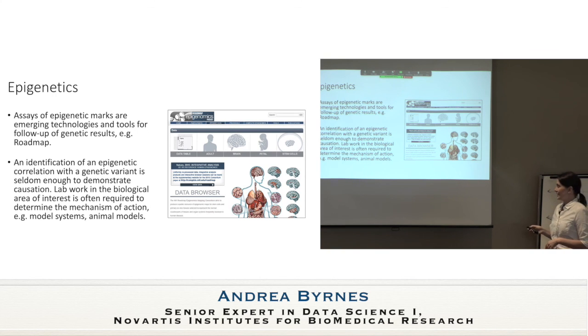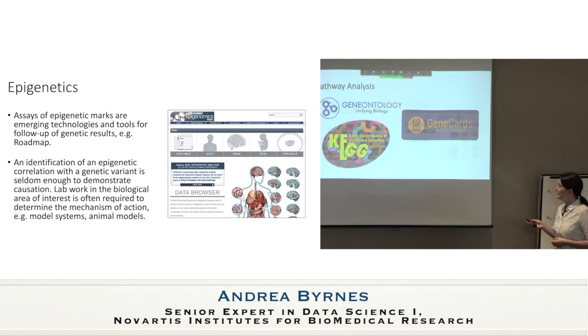So this is getting into assaying epigenetics. Assays of epigenetic marks are emerging technologies and tools for follow-up of genetic results. This is a picture of the Roadmap browser, which is a huge aggregation of epigenetic data, and all of this data is publicly available. An identification of an epigenetic correlation with a genetic variant is not usually enough to demonstrate causation, but it is certainly a nice piece of evidence to accumulate along the way. Often, actual lab work in the area of interest is also required to determine the mechanism of action completely.